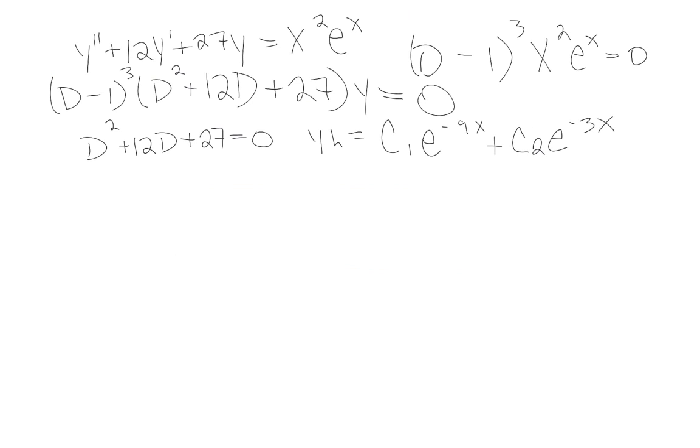So the homogeneous part of the solution to this differential equation is c1 e to the minus 9x plus c2 e to the minus 3x. All that remains now is the particular solution. So (D minus 1) cubed times y equals 0. And this could have all been done in one fell swoop, really.